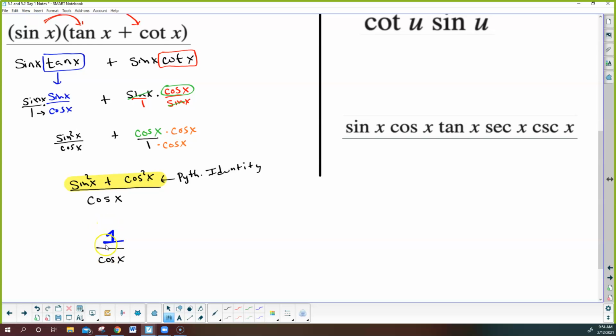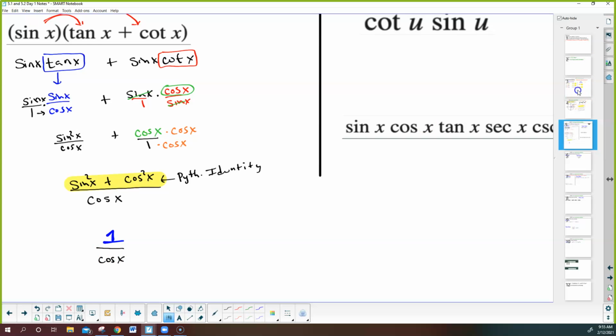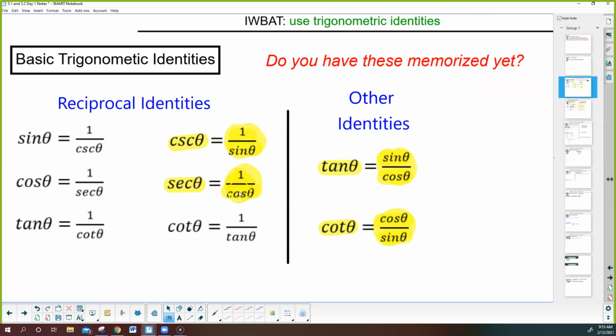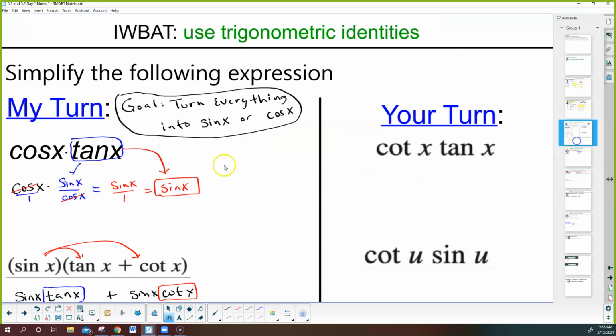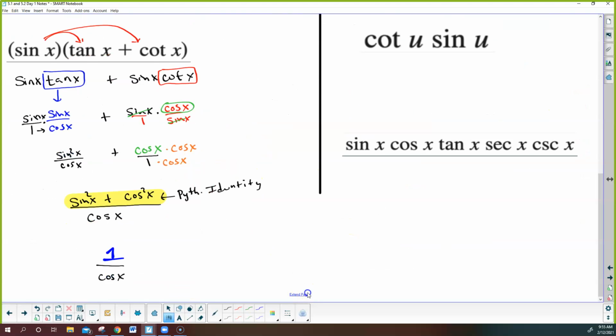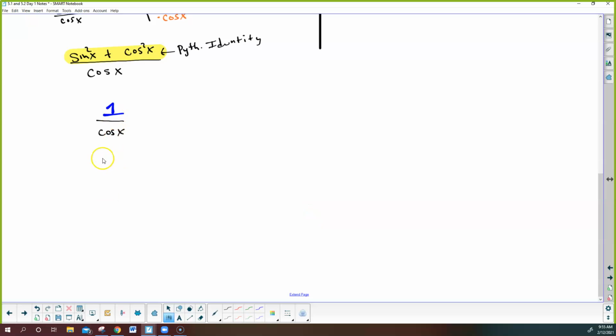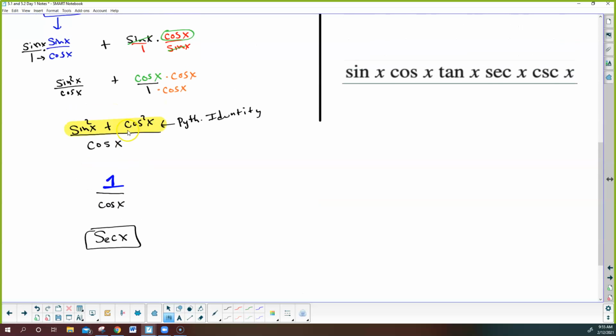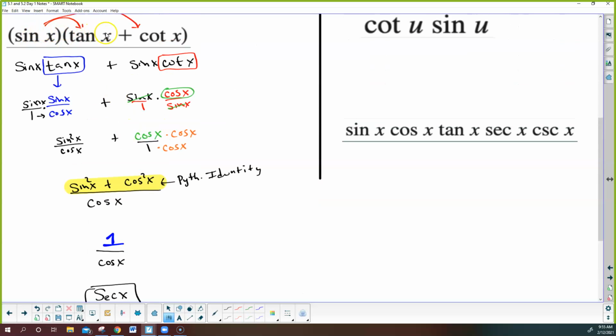But now, what is 1 over cosine? And that goes right back to right here, which one is 1 over cosine? It's secant. So all that work turned 1 over cosine into secant of x. So I took this very long expression and used the identities and got all the way to secant.